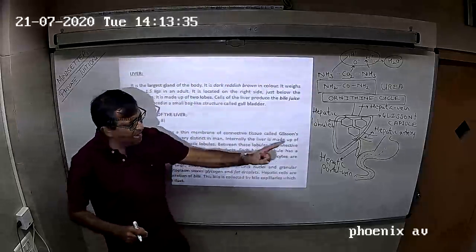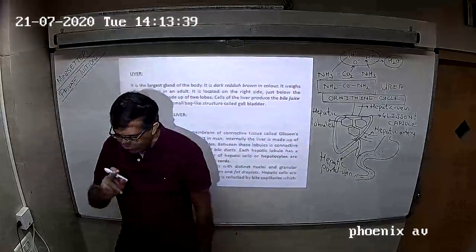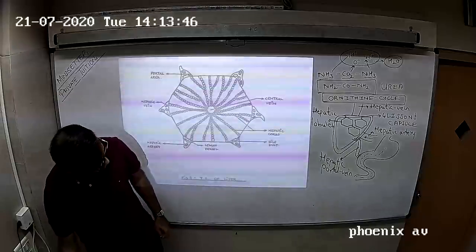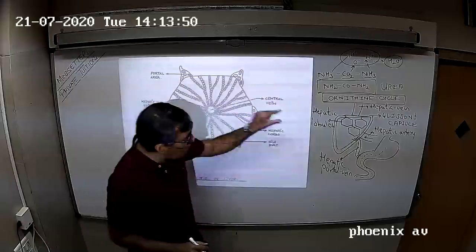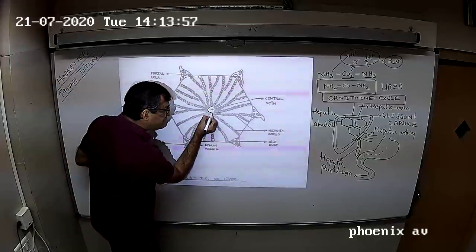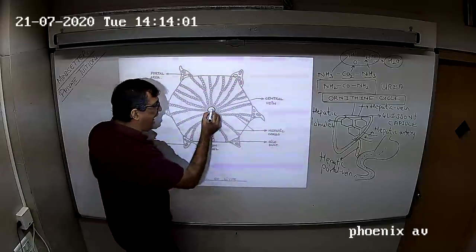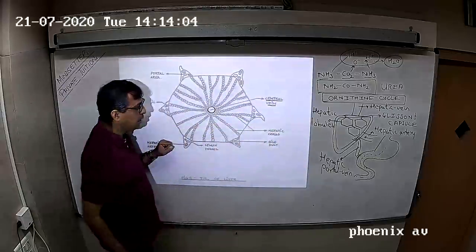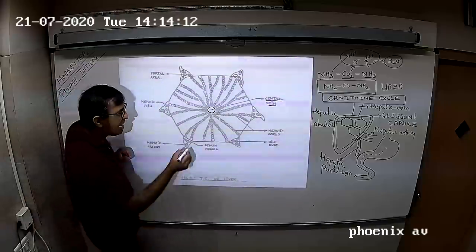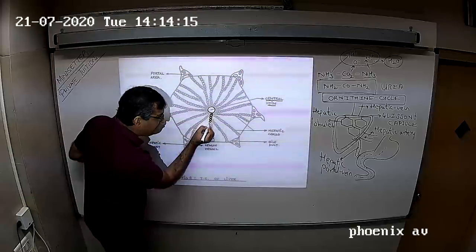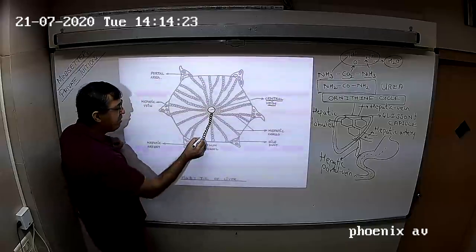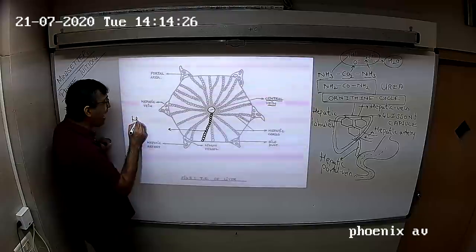And sir, if we look carefully at one lobule, if we focus exclusively on a lobule, then the appearance inside the lobule is like this. This is one hepatic lobule, and in the center of the lobule is found a vein, that vein is called the central vein. From the central vein arise liver cells, and liver cells are in the form of cords. Such cords are there.